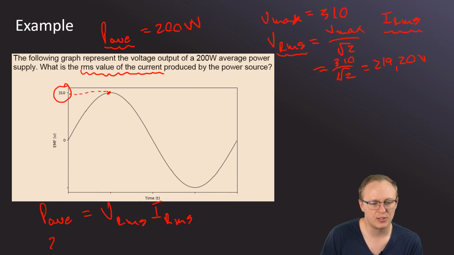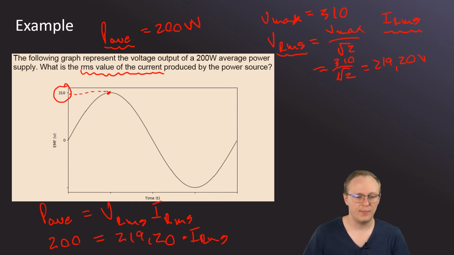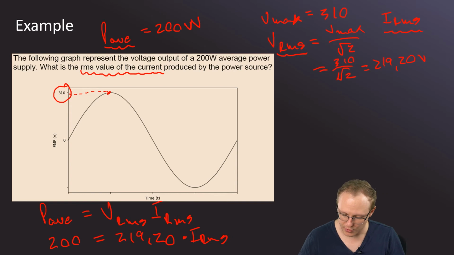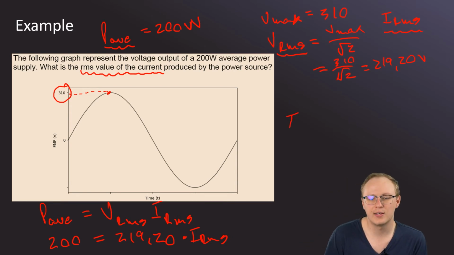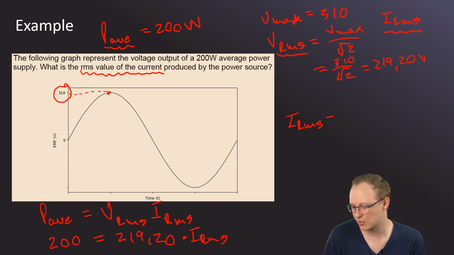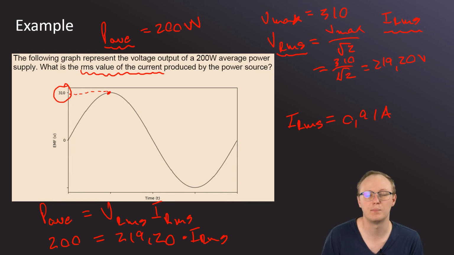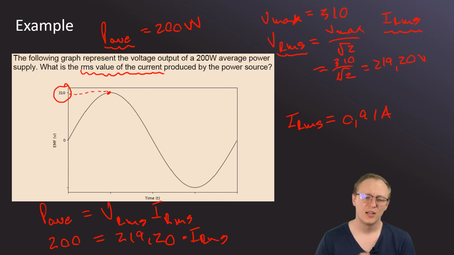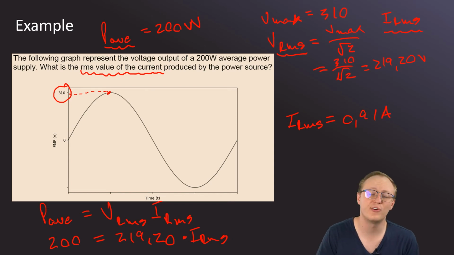So here we can say 200 is equal to the 219,20 times the IRMS. Okay, and so we would go 200 divided by that answer from the previous one, and I get here that the IRMS is going to be equal to 0.91 ampere. Okay, so that is an example of how we would use these root mean square numbers.